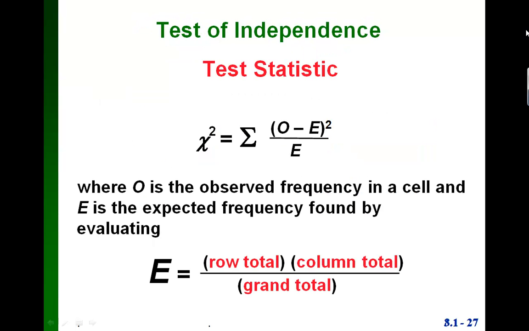Here's our test statistic. This looks just like the one that we had for the goodness of fit test. So we still have O being the observed frequency, and E the expected frequency, and we still find the test statistic the same way with the same formula. The expected frequency is calculated a little bit differently than it was for the goodness of fit test. So to find your expected frequency, you have to take the row total times the column total for whatever row and column your value is in, and then divide that by the grand total for the whole table.